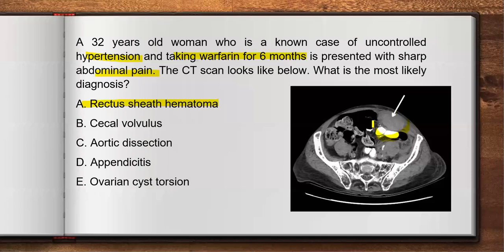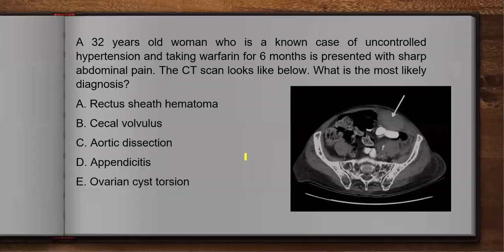So you can see this is your rectus sheath hematoma. The rectus sheath is this one on your right side, and the hematoma is in between the rectus sheath. Very easy to diagnose. So if the patient is on warfarin coming to you with abdominal pain and you get this sort of lobulated mass, then think about rectus sheath hematoma.